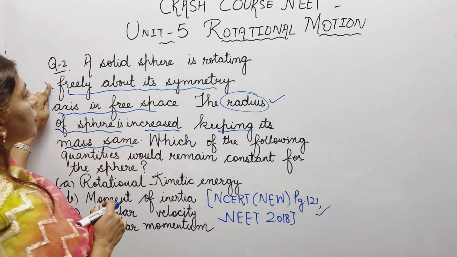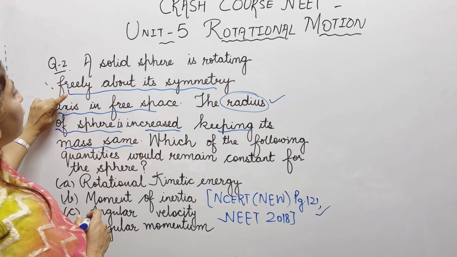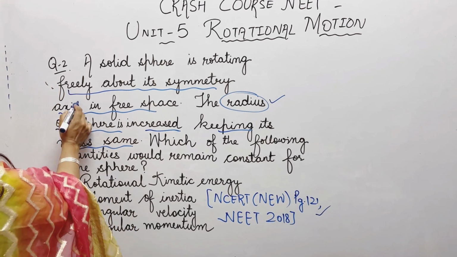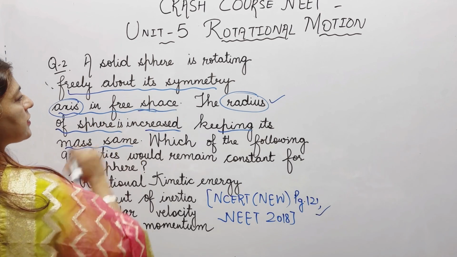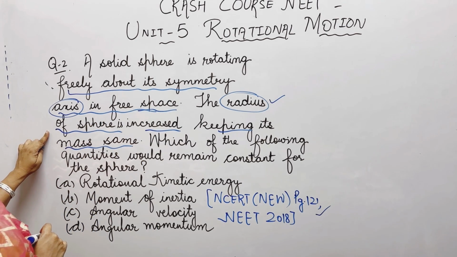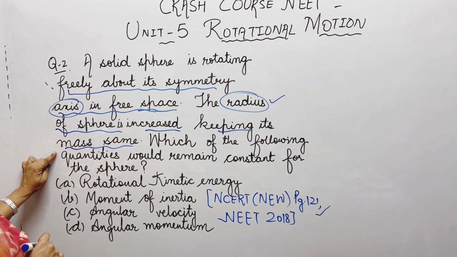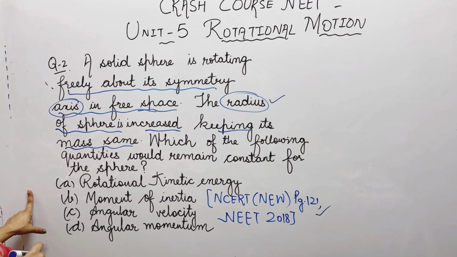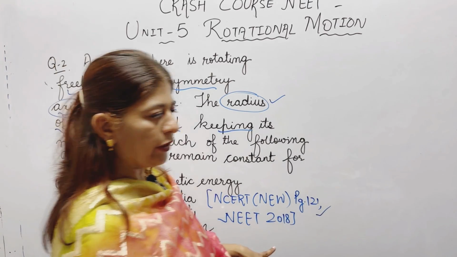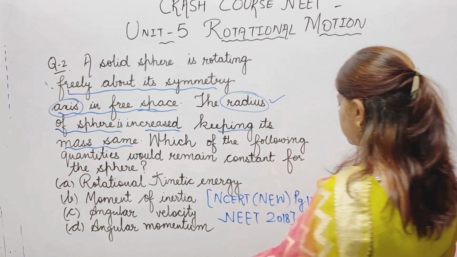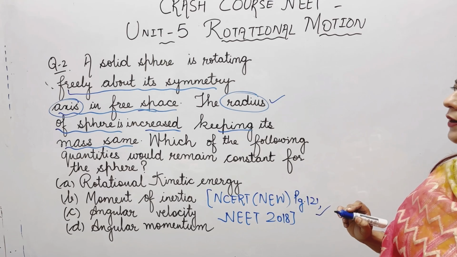See the second question. A solid sphere is rotating freely about its symmetry axis in free space. The radius of the sphere is increased, keeping its mass same. Which of the following quantities would remain constant for the sphere? And these four options have been given. This question has come in the NEET 2018 and it is on the page number 121 of new NCERT.